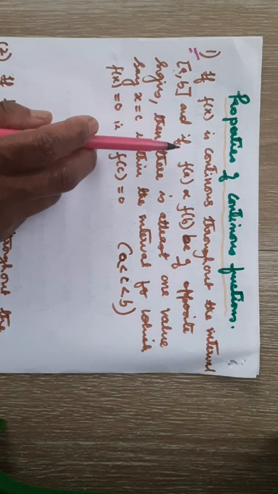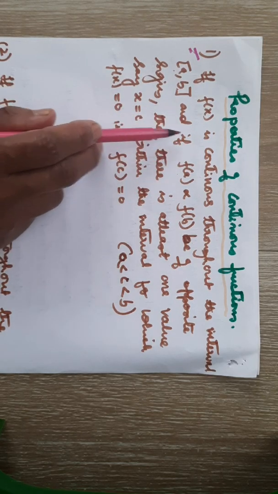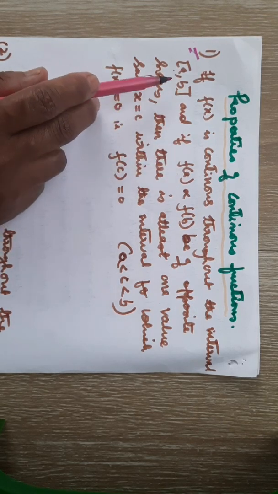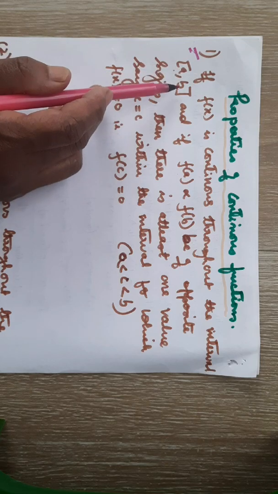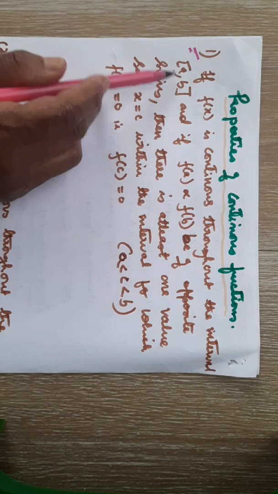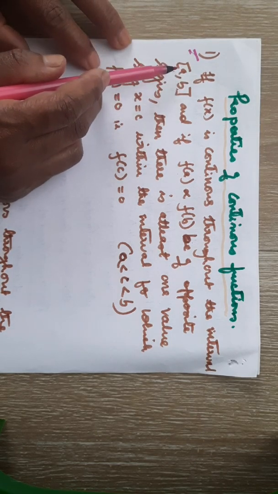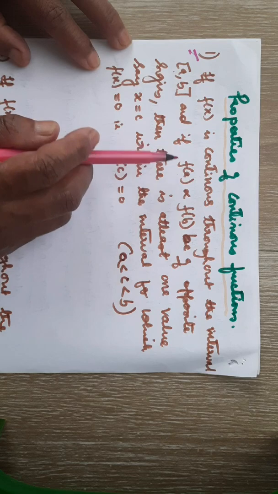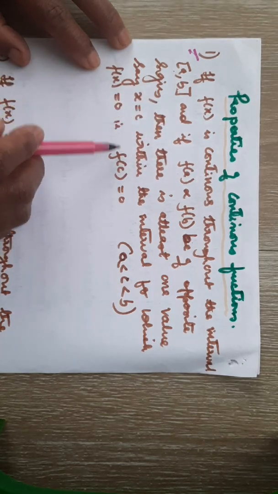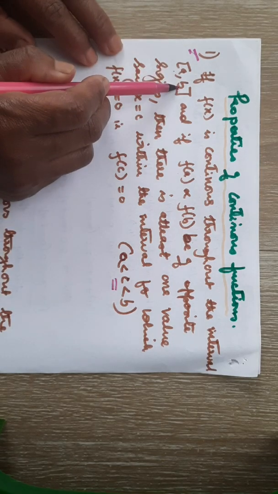For example, if f(x) is a polynomial function, then we know that it is always continuous. So if you take a particular interval, say a to b, where the value of f(a) is greater than 0 or less than 0, but f(b) is of opposite sign to that one, then there will always exist a root lying between a and b, for which f(c) will become 0, where this c is a point lying between a and b.